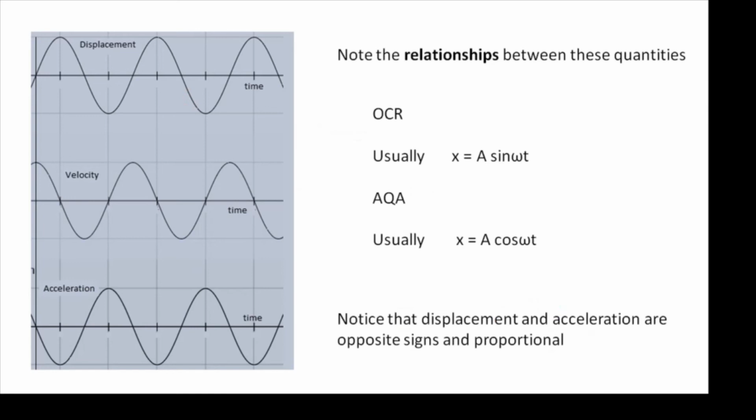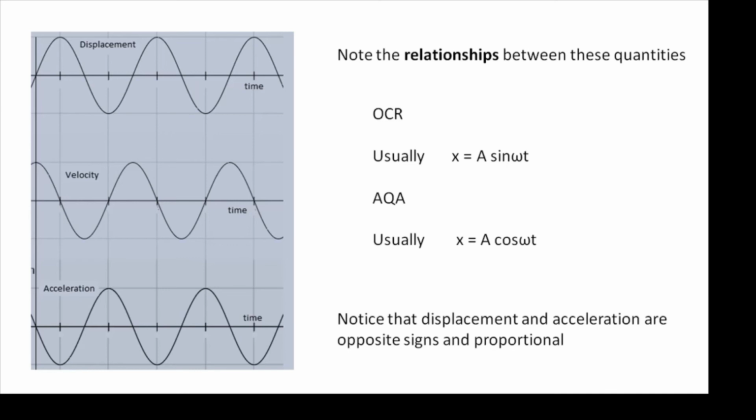These 3 graphs are very important. The first one, displacement against time, I've drawn as a sine wave. Velocity against time is a cosine. Acceleration against time is a negative sine wave.